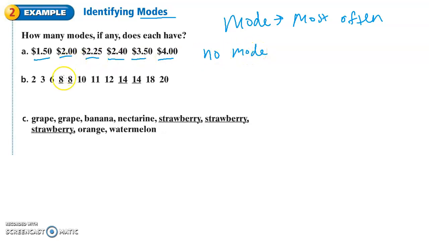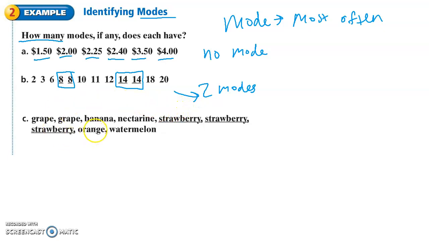Now looking at part B, looking at these data values, 8 and 14 are both used twice. All right, so for this problem, there are 2 modes. Now note, the problem is not asking what are the modes, they're asking how many. So we want to go ahead and just answer with 2 modes.